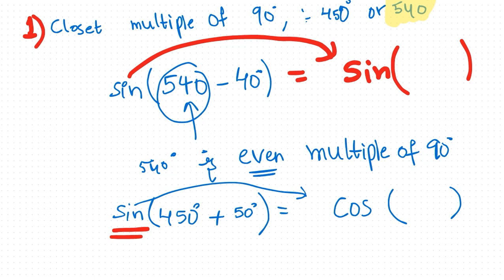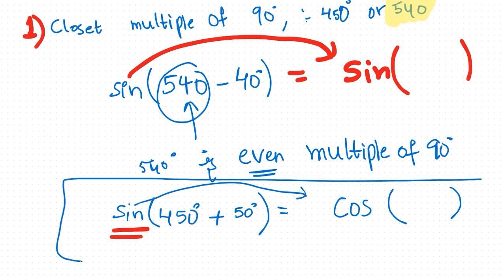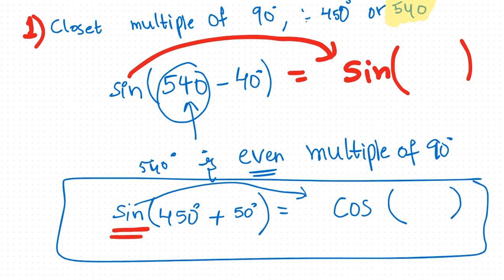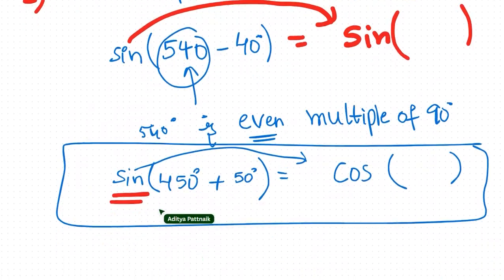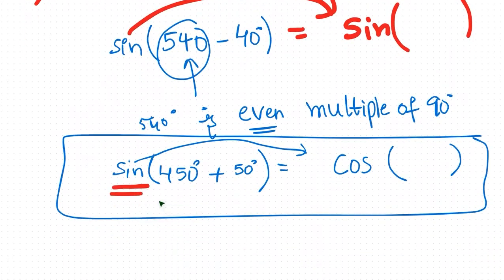To find that, it's a bit straightforward. 500 will lie in what quadrant? Third quadrant or fourth quadrant? Well, it depends on the case. Let's say 450 plus 50, right? So you are writing in terms of 450, and the other case is 540. We are talking about the second case.